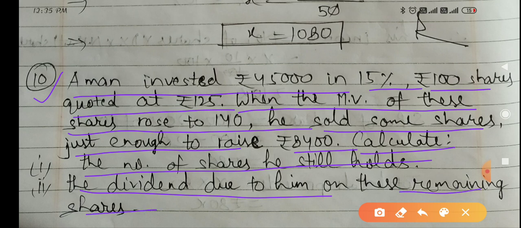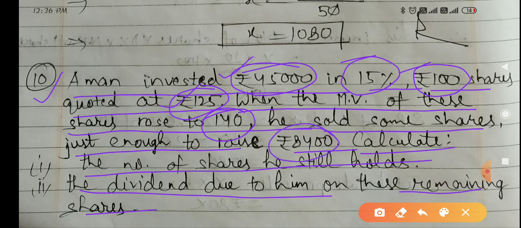Listen, what is given in the question? First, investment is given 45,000, dividend percent is given, NAV is given, MV is given. So with the help of this investment and MV, you can find the total number of shares purchased by the man. And out of these shares, some shares he is selling at rupees 140 each. It is written, when the MV of these shares rose to 140, he sold some shares. It means that when a share is at rupees 140, he is selling some shares, and the sale proceed is given: 8400, just enough to raise 8400.